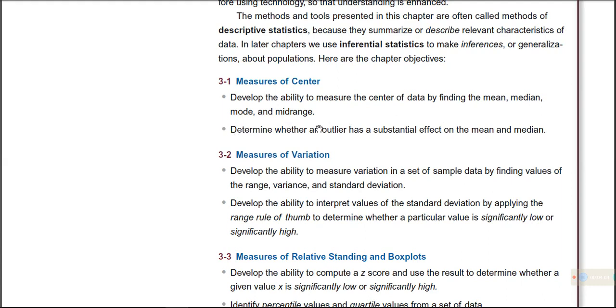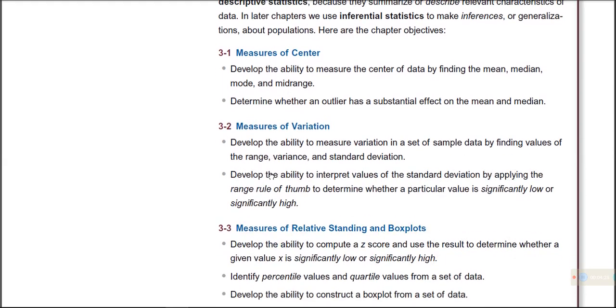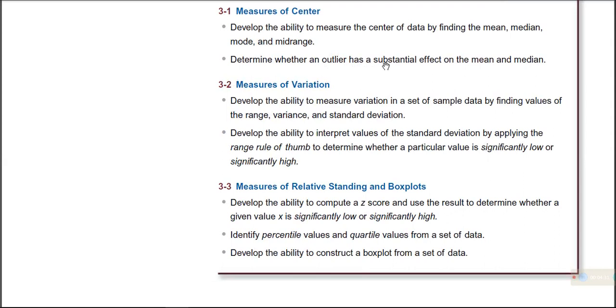For mid-range, I didn't include it before because it is not usually used in the other subject I taught before, not elementary statistics. But this time, since we are focusing on elementary statistics alone, let's define what mid-range is. And then, determine whether an outlier has a substantial effect on the mean and median.